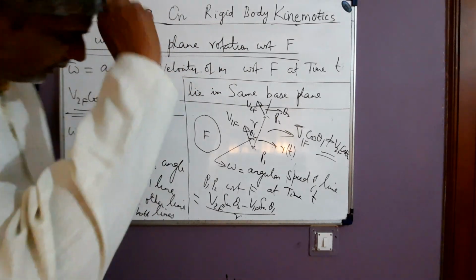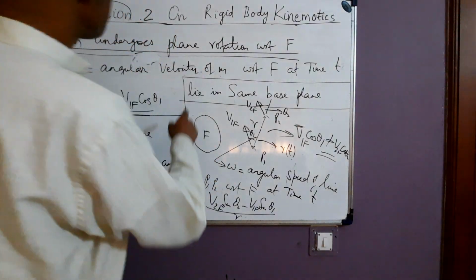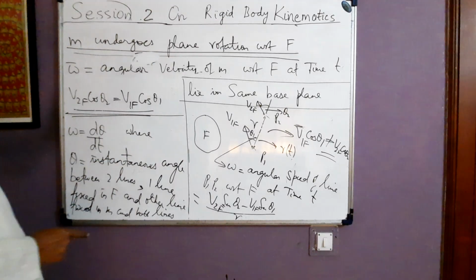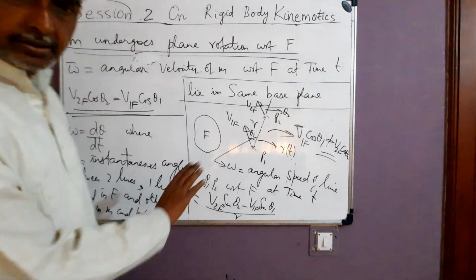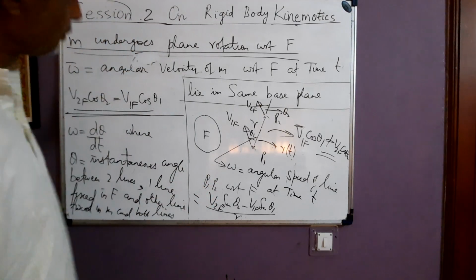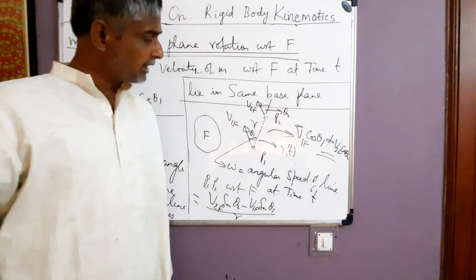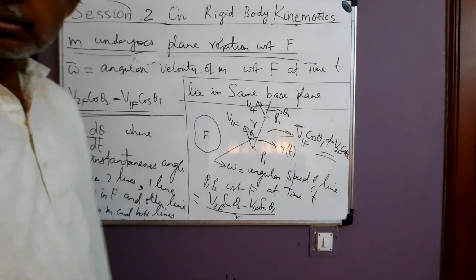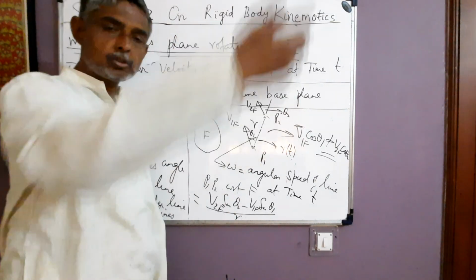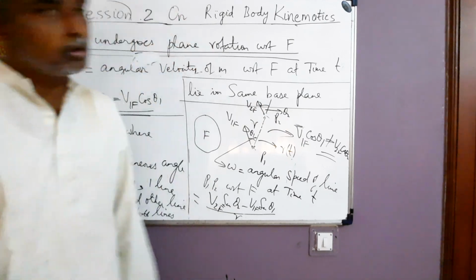So this I have told you. This is the second session on rigid body kinematics, and I have fully explained it here. In the third session on rigid body kinematics, I'll take up the chapter problems of this chapter. Then we proceed to the next topics on rigid body kinematics. So now we close it here.